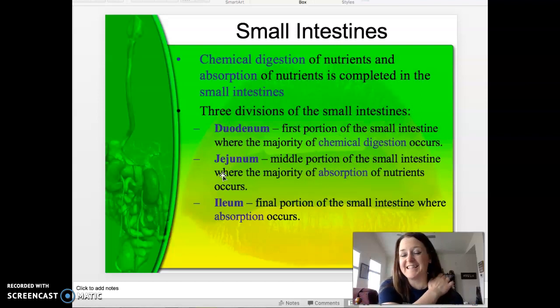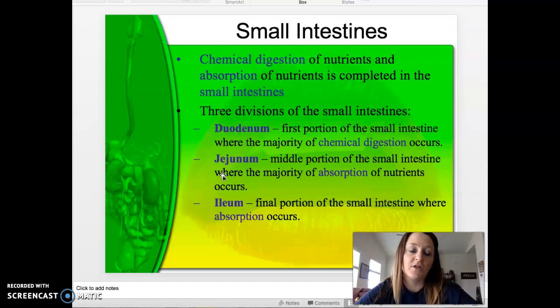The small intestine is going to be for chemical digestion. So again, we're going to be breaking down into nutrients that we need and absorbing those. And there's 3 divisions. So it's called the duodenum. That's the first portion, where the stomach connects into the small intestine. And that's where a majority of chemical digestion occurs. And I would know what all these 3 things are absorbing.